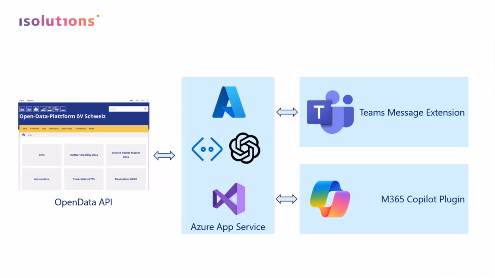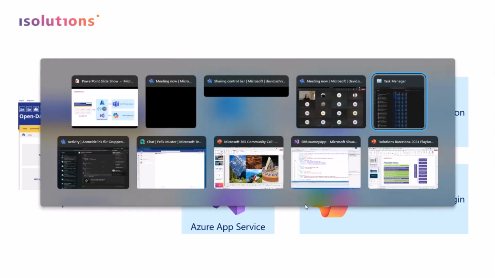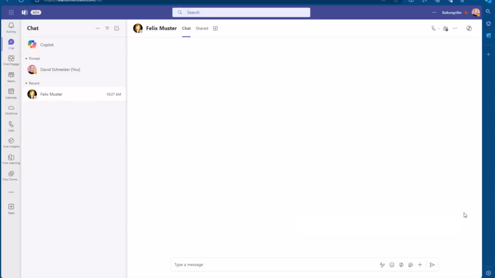Now let's have a look at the solution. As I said, there is an open data API that provides train timetable data. What I created is a backend on Azure based on the Bot Framework, and then a Teams message extension that allows you to send this train timetable in a Teams message. The same message extension can also be used as a Microsoft 365 Copilot plugin. But let's have a look at how this looks in real life.